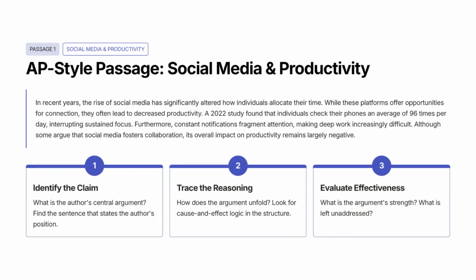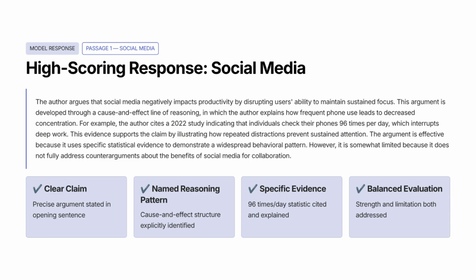Let's apply these steps to an AP-style passage about social media and productivity. The core task is to identify the claim, trace the reasoning, and evaluate its effectiveness. A high-scoring response on social media and productivity clearly states the claim and identifies the cause and effect reasoning. It uses specific evidence, like the statistic of checking phones 96 times a day, and offers a balanced evaluation of both the argument's strength and its limitations.